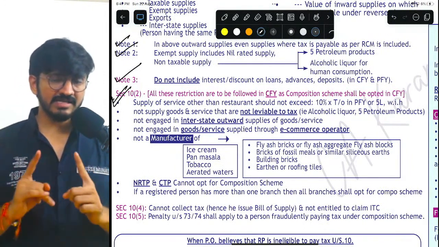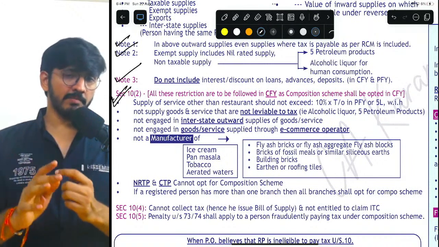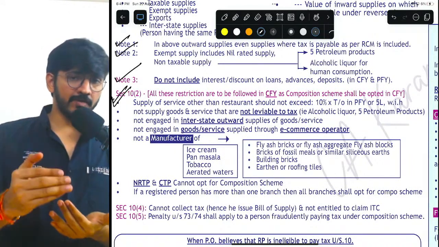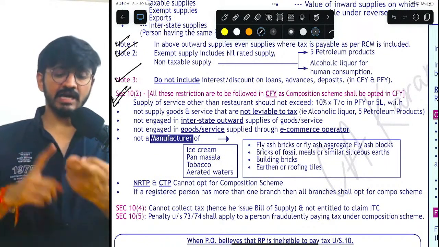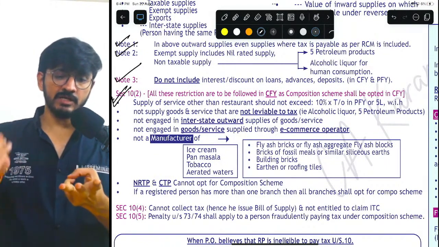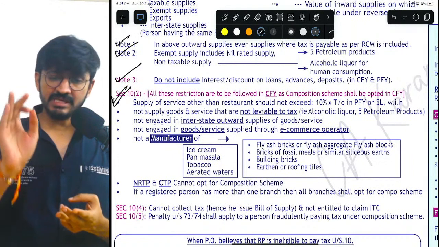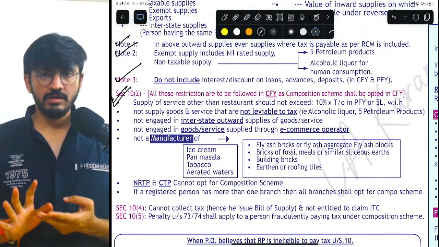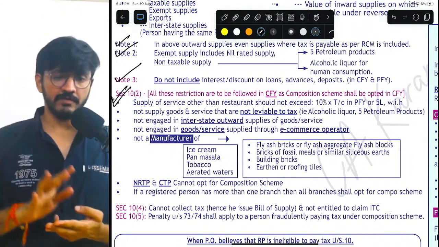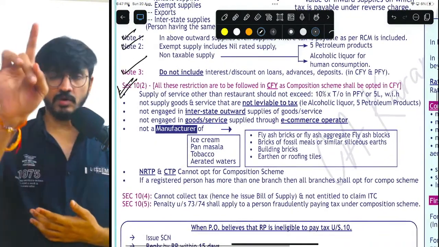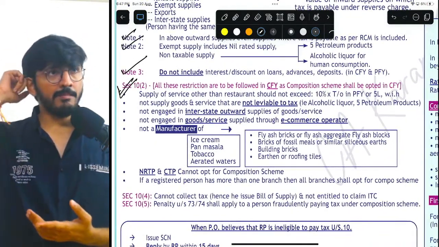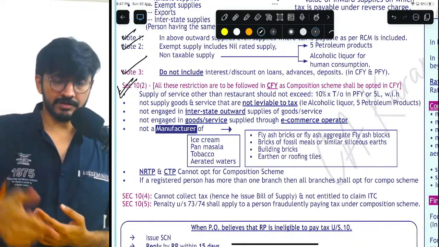Understand one thing in GST, always remember, whenever there is a benefit, it will come with conditions. Either in case of ITC, or in case of compo, or in case of refund. This is definitely for sure, my dear friends. Remember this always: benefit always comes with conditions.